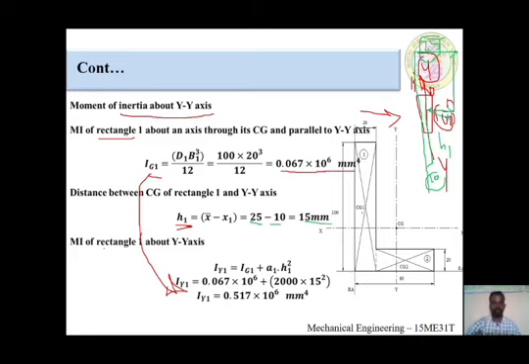Previously we learned how to find the H value. After finding Ig1 and H1, we put these values in this formula and get the moment of inertia of rectangle 1 about the y axis. Ig1 we got is 0.067 into 10 raised to 6, plus A1 which is 2000, times H1 squared, 15 squared. After calculating, we get 0.517 into 10 raised to 6 as the value of Iy1, the moment of inertia of rectangle 1 about the y axis.